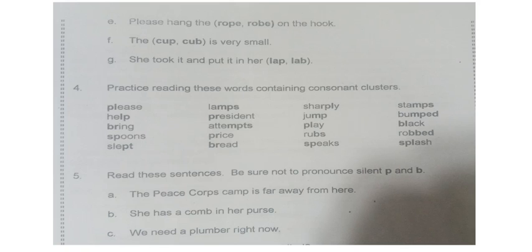It says practice reading these words containing consonant clusters. Okay, remember, a cluster is a combination of two consonants together. Please, help, bring, spoons, slept, lamps, president, attempts, price, read, sharply, jump, play, rub, speaks, stamps, bumped, black, rubbed, splash. Read these sentences. Be sure not to pronounce silent P and silent B. So be careful in this exercise.